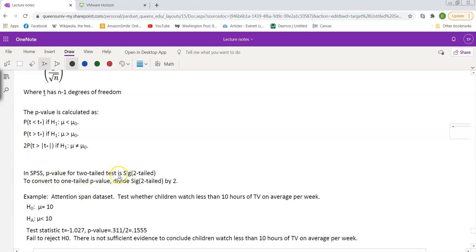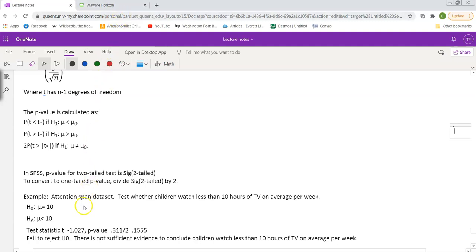Okay, and I tell you that because in SPSS, they're going to give you the two-tailed p-value on all of these. They're not going to give you the one-tailed. And if you want to make it one-tailed, you really just have to divide the p-value by 2. All right, so let's do an example.